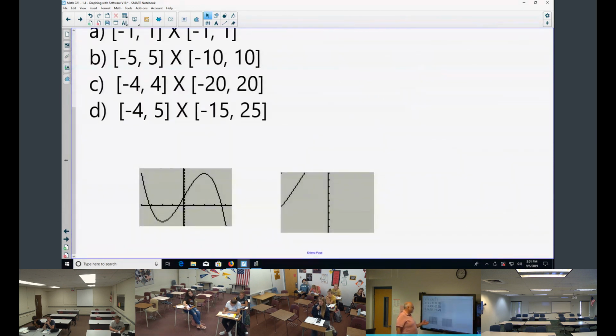D is right because you see this whole picture here, whereas you might only see part of this if you graph it using a different window. So, anyway, any questions on that? Anyone feel it ought to be a different one than D? Okay.